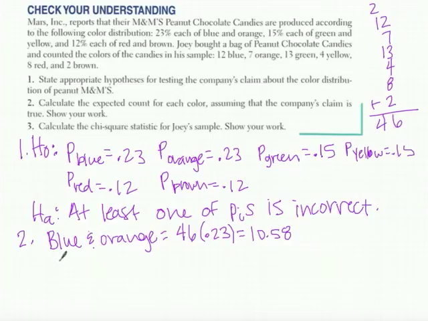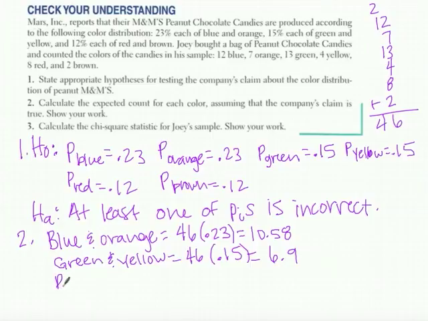Then we see that green and yellow should be the same, so we would do green and yellow together. We would say 46, because that's the number of candies in the bag, multiplied by 0.15, because they say that there's 15% of yellow and green. When you do 46 times 0.15, you get 6.9.